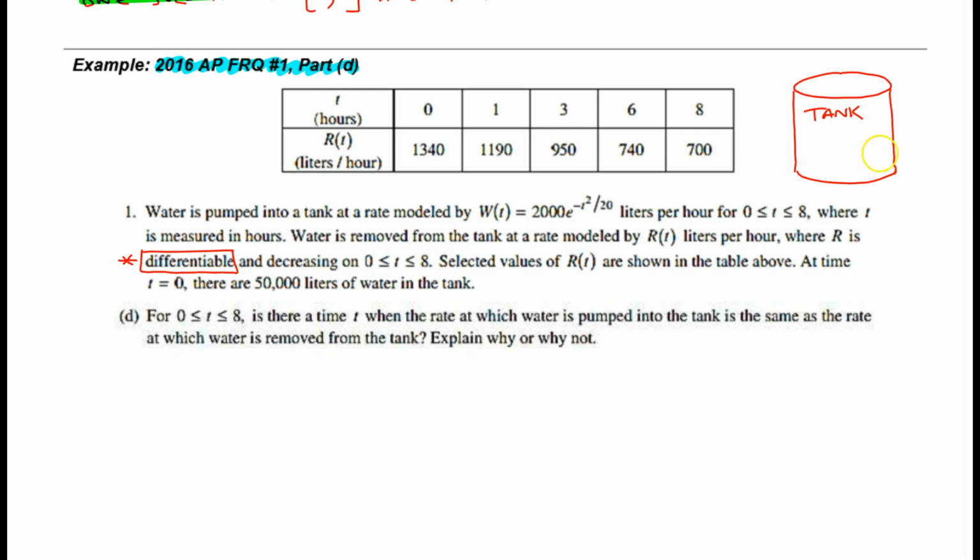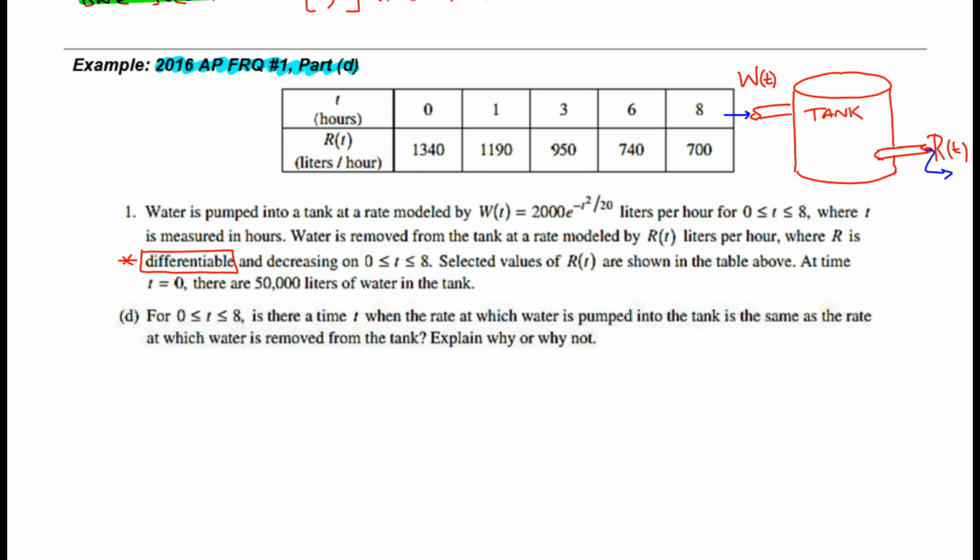And coming out of that tank, we have water at a rate R of t, and that's in liters per hour. We also have water going into the tank at the rate of W of t. So that's water. Oh, hold on. Water should be blue, so we have water going into the tank at that rate, and then coming out of the tank at the rate R of t.